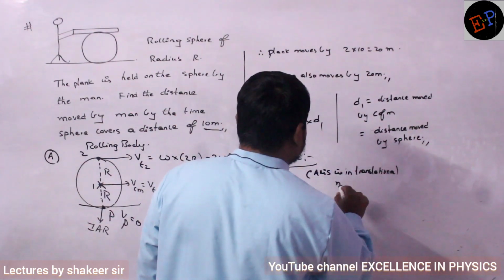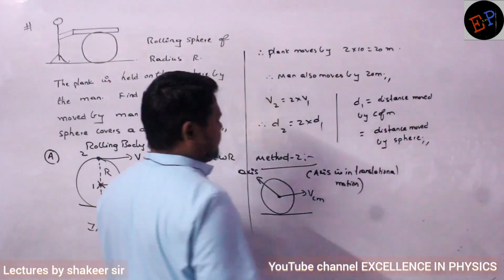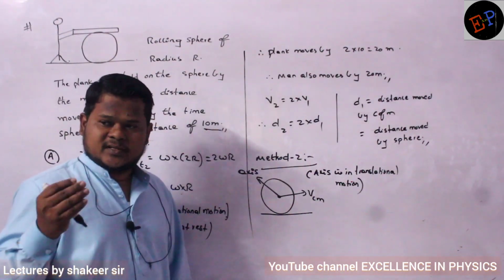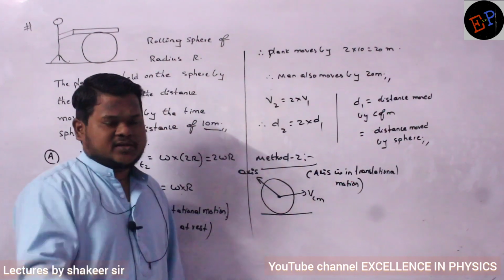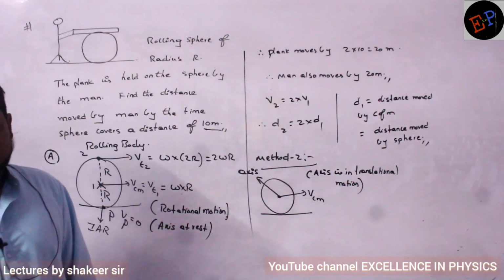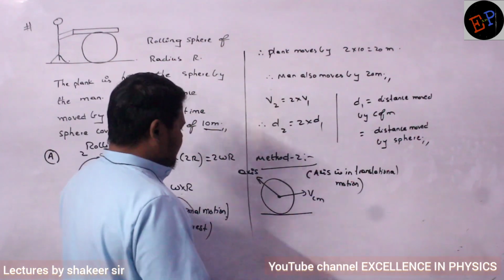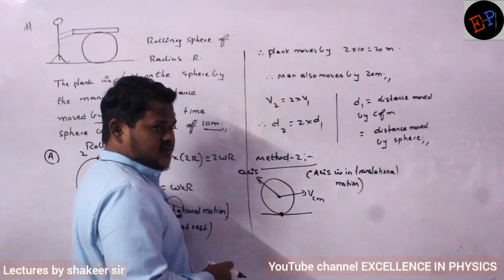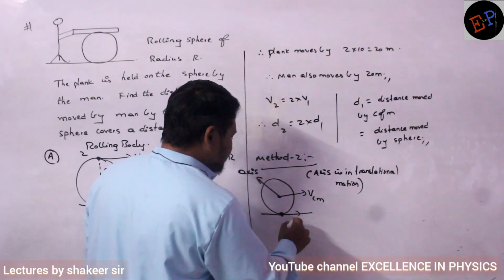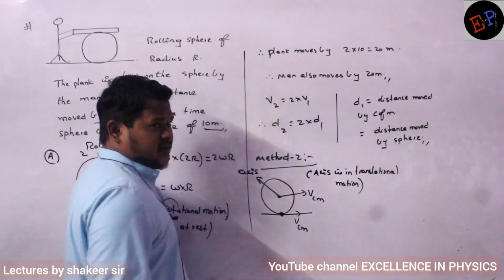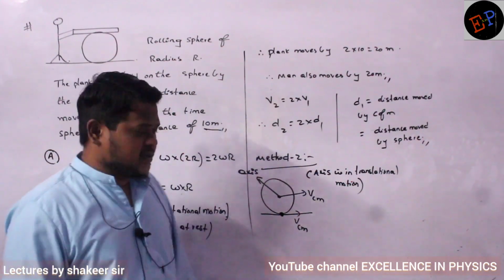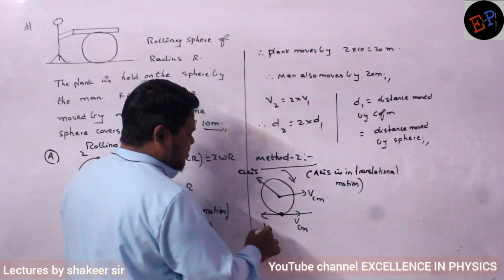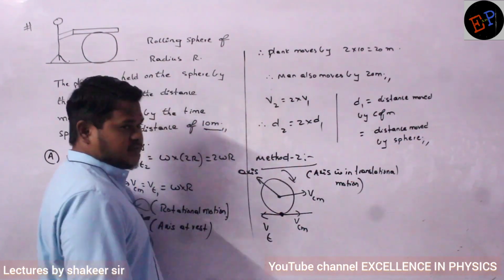The axis is in which motion? It is in translational motion. If the axis is also moving, then the body has two types of motions. It has translational motion also, and it has rotational motion also. That's all. Are you able to understand? Now if you take this point which is in contact with the ground, again this point will have two velocities. One velocity is the velocity of center of mass because of movement in a straight line, translational velocity. And because it is rolling in this direction, it will have tangential speed also.